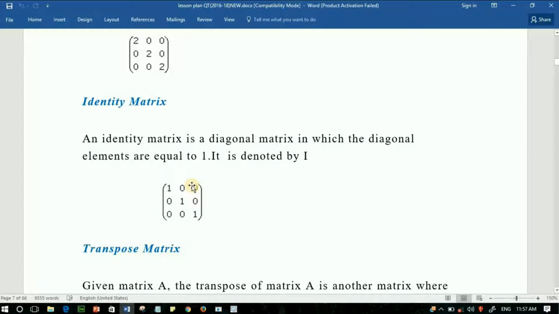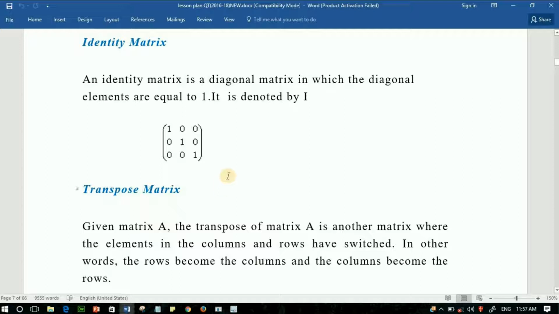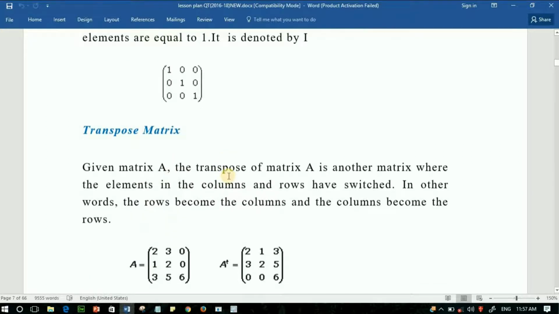It is usually denoted by I or I3, or in 4 by 4 we can write 1 0 0 0, 0 1 0 0, 0 0 1 0, again 0 0 0 1. So in any way we can write I5, I6, I7, etc. Okay, then another type of matrix is the transpose of a matrix.